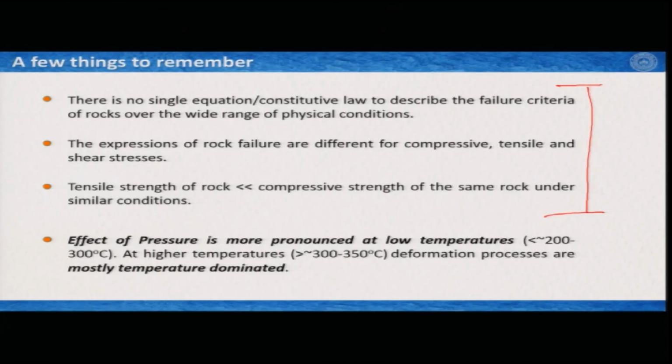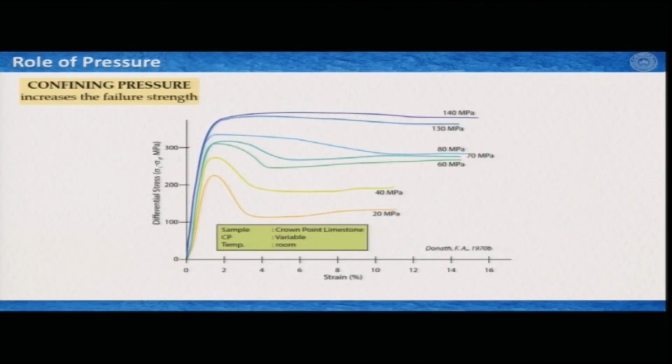We will learn how the pressure, temperature, pore pressure and strain rate influence the deformation of rocks. The first one we take is confining pressure, and in all slides we will see this kind of curves, where the vertical axis is stress or differential stress, which is a dynamic term, plotted against a kinematic term, strain. And what we see in this plot are the different curves.